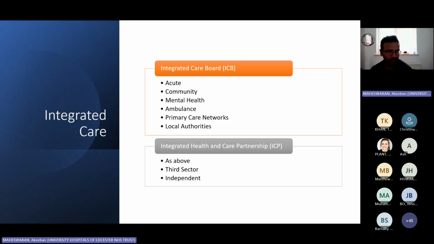The integrated care boards have all the representatives of care providers in the area, and they are the statutory body, the main body that determines how money is spent. The Integrated Health and Care Partnership is more of an advisory area to look at the gap between health and social care, and that's why they've got the third sector, the charities, some of the independents, and things like police and other people that may have an interest in that health and social care area.